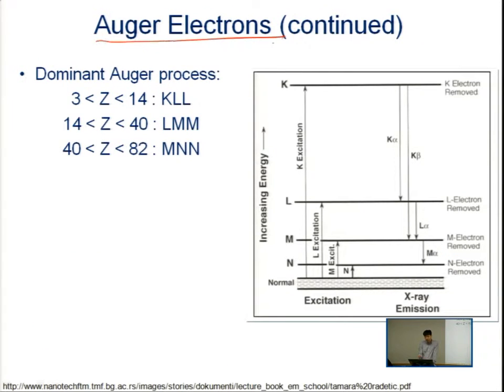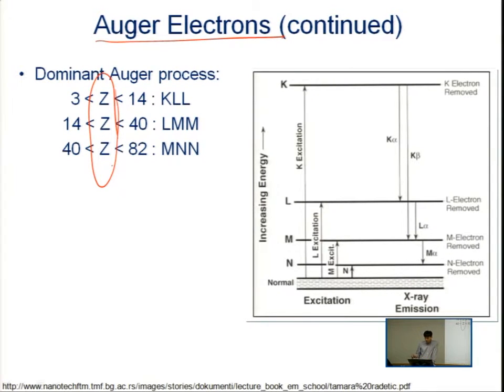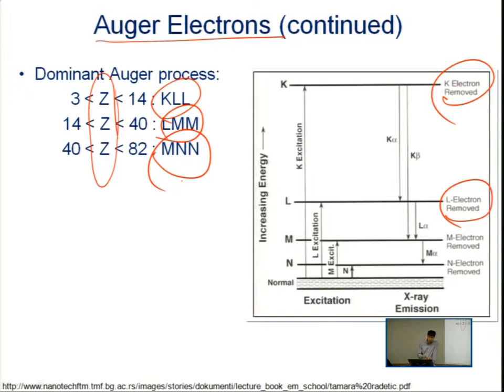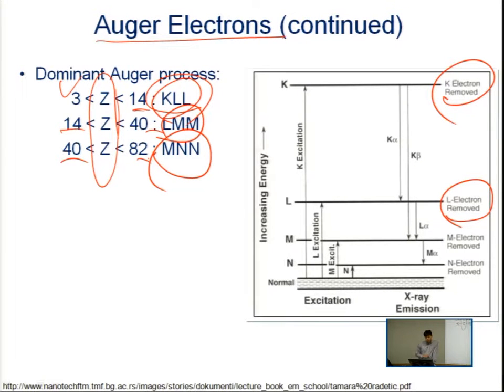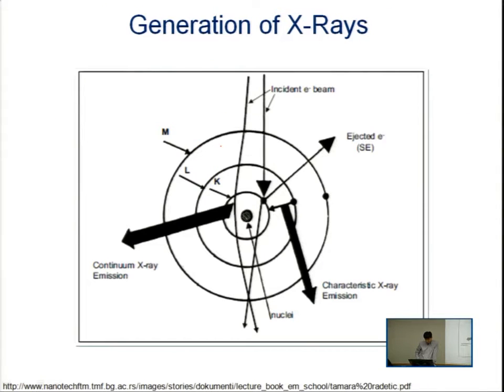So as to the Auger electrons, it depends on the atomic numbers. The electron levels that contribute are pretty different. For atomic numbers between 3 and 14, the reaction happens between the KLL levels, and the other atomic layers have different energy levels. And this is the way characteristic X-rays and Auger electrons are produced.